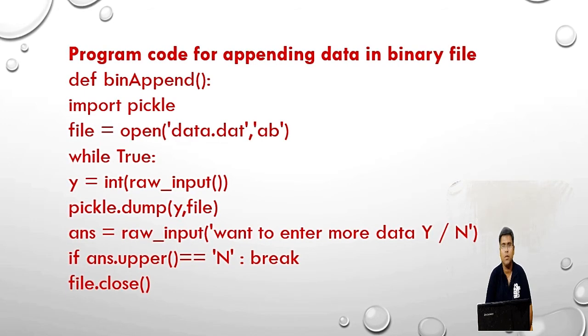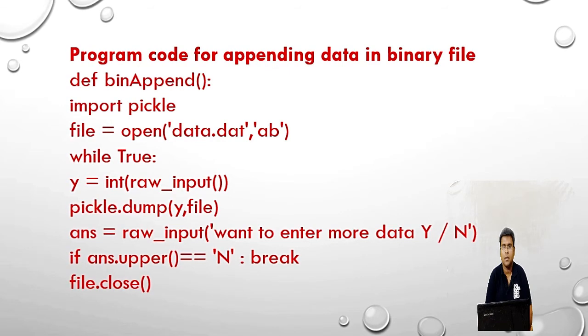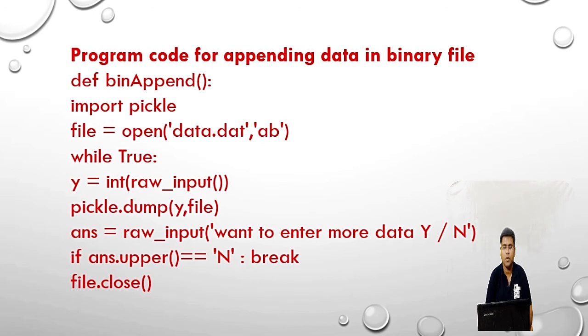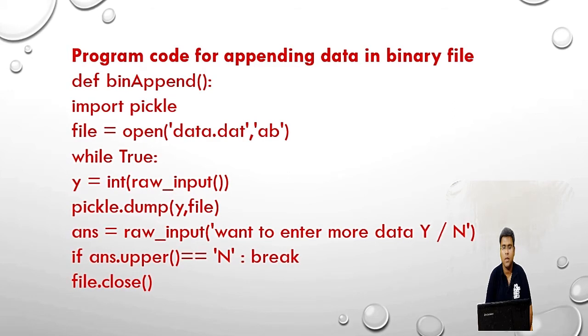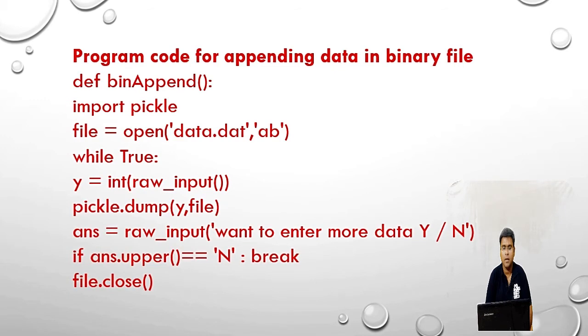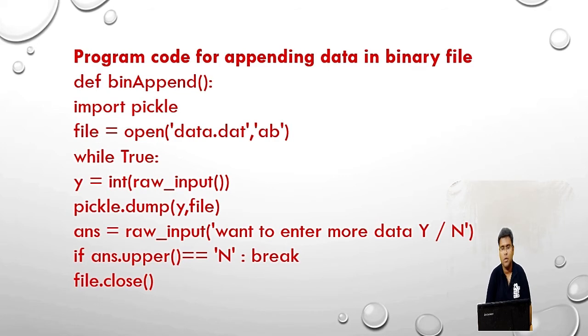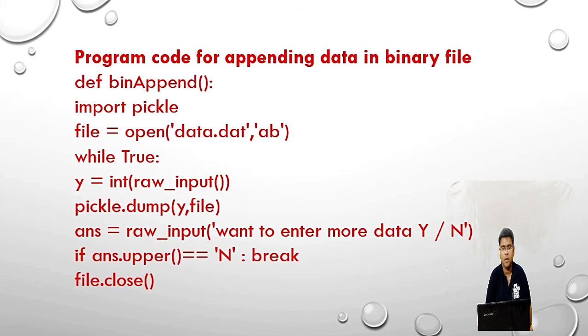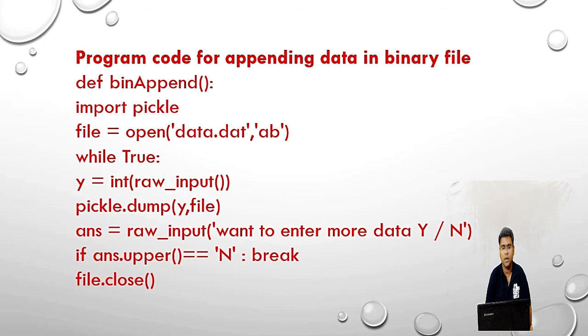While true, what is the meaning of while true? That means the loop will continue until and unless there is data. I am taking the input inside y, and then I am using the function that is called dump. It actually takes two parameters, the data which you want to dump and the source file. So pickle.dump y, it is our data, and the next parameter is file. This is our file where we want to dump the data.